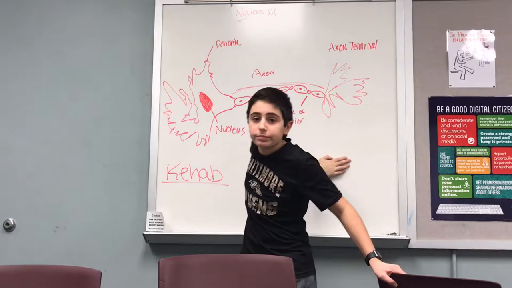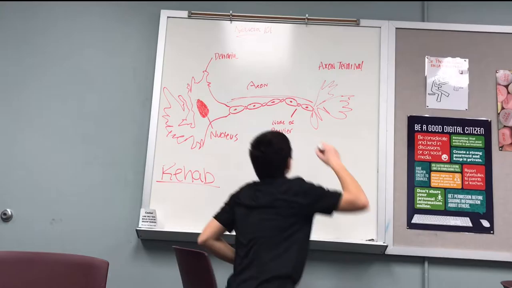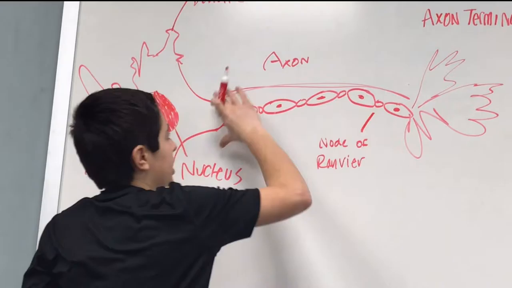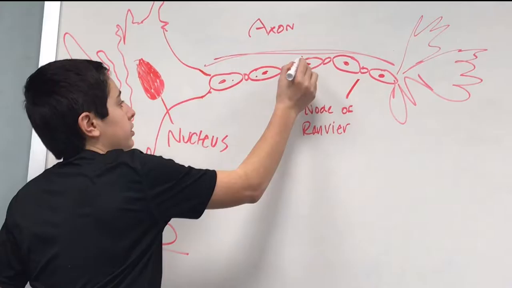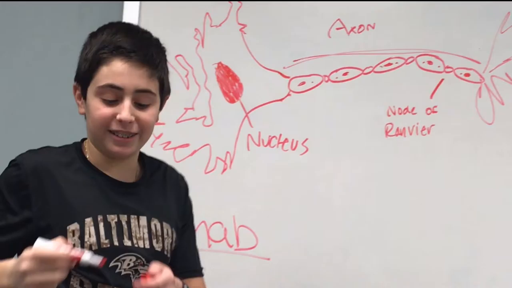What's a node of Ranvier? Huh. Well, I'll tell you the next thing. Right here, node of Ranvier, and that is these little circle-like things that connect each of the Schwann cells, which is making up the whole axon. So that's really what the node of Ranvier is. It's, again, like I said before, what connects the two Schwann cells together.